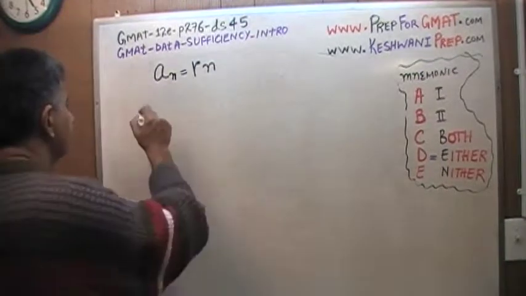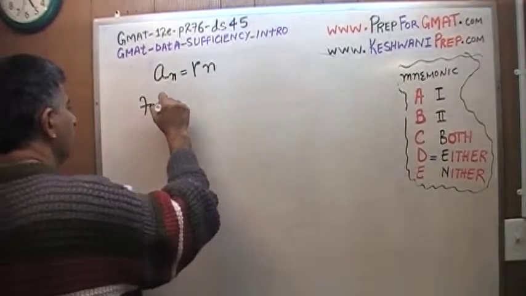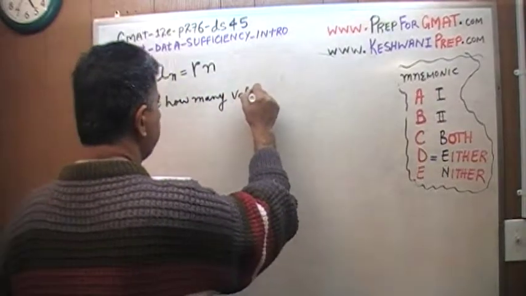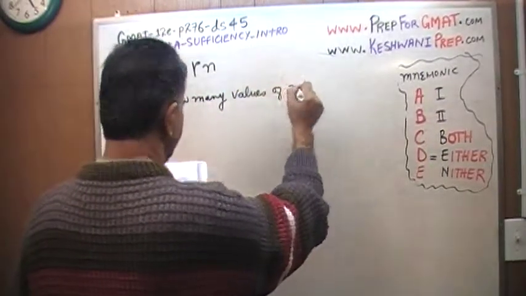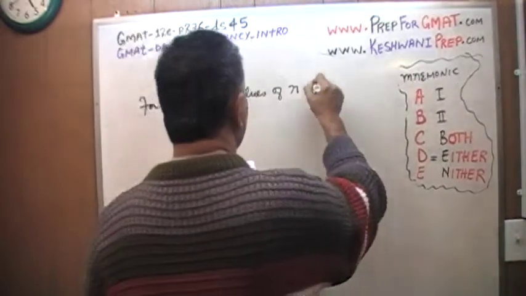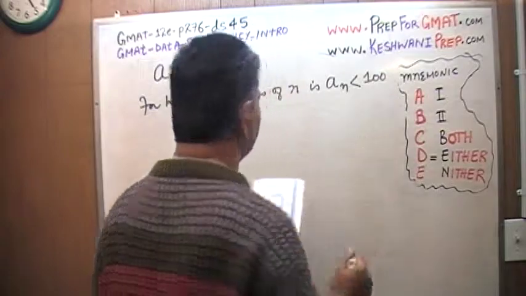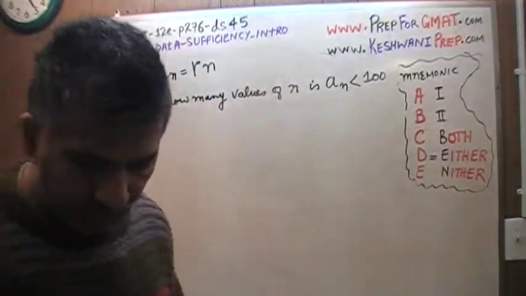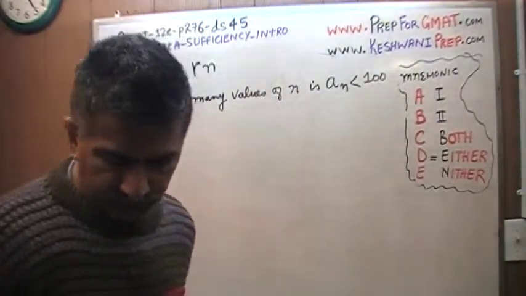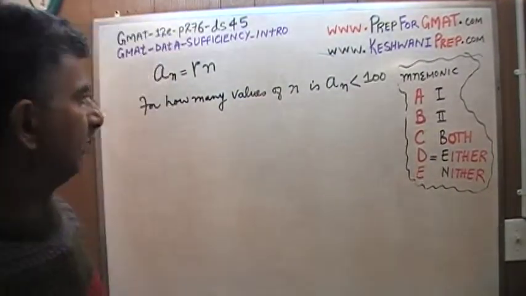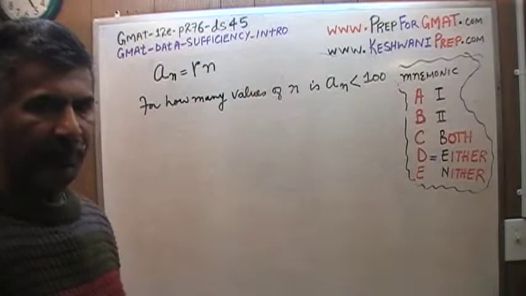The question simply is, for how many values of n is A_n less than 100? That's the question. And before I go further into this thing and I start solving the problem, I want to make sure that you understand this problem as to what exactly we're dealing with. So let's start with some simpler example.